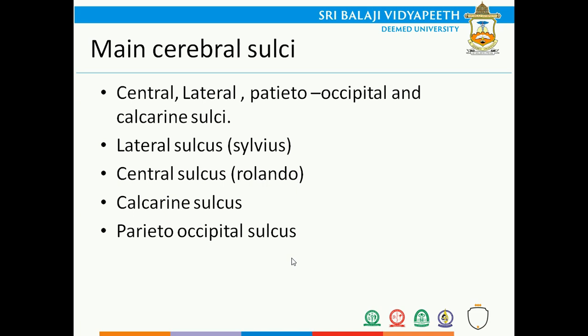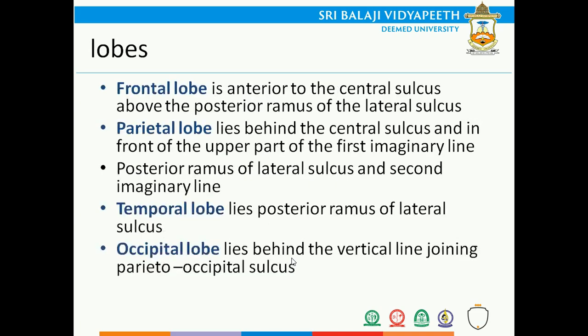Okay, and the lateral sulcus can also be given another name called the sulcus of Sylvius, while the central sulcus can also be called the sulcus of Rolando. Calcarine is a sulcus which is present within the occipital lobe itself, and within the occipital lobe you have a separation, so we call it the calcarine sulcus. The parieto-occipital sulcus is a sulcus that differentiates the parietal lobe from the occipital lobe.